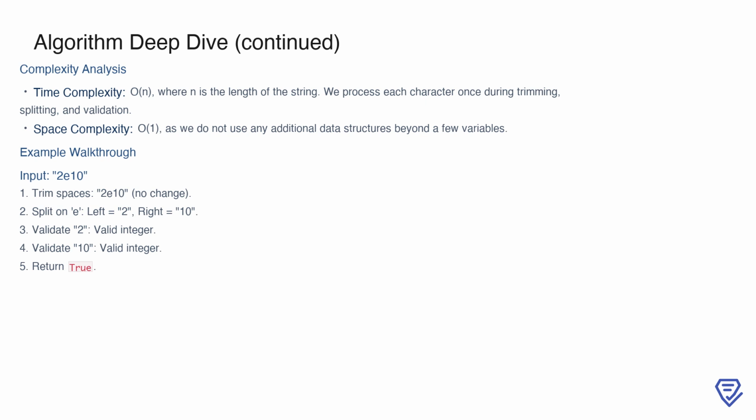For the input 2e10, trimming spaces leaves it unchanged. Splitting on e gives us 2 and 10. We validate 2 as a valid integer and 10 as another valid integer, so the function returns true. This demonstrates how we efficiently handle the structure of a valid scientific notation.